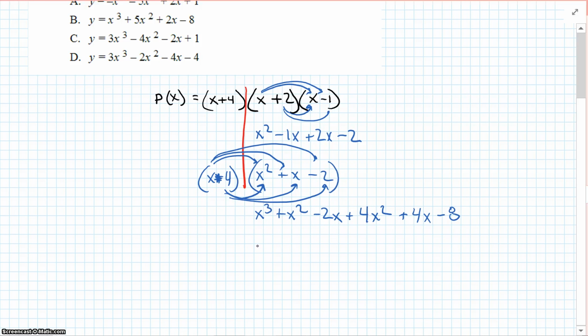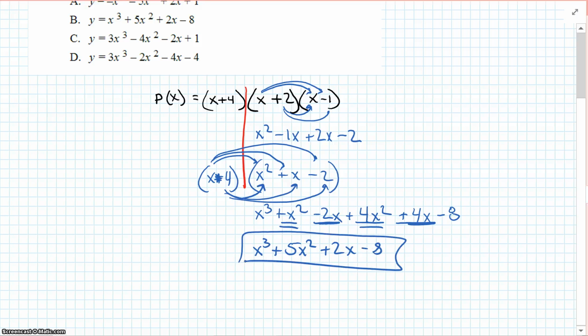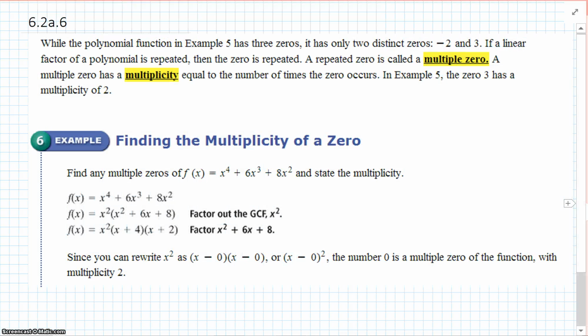Sum like terms, so I'm going to get x cubed plus 5x squared. You see I'm underlining like terms. Plus 2x minus 8. So the answer would be, in our notes, B. Alright, on to the next example.